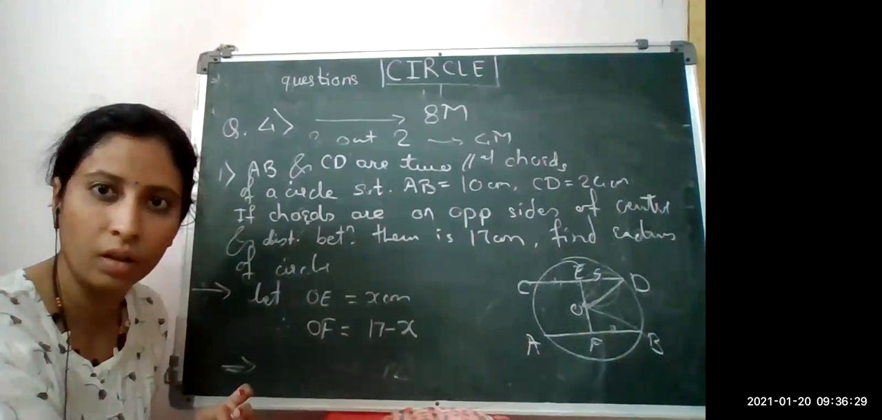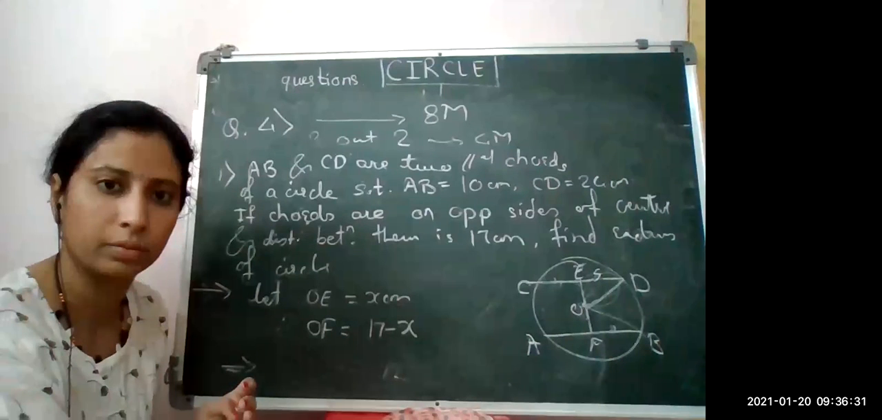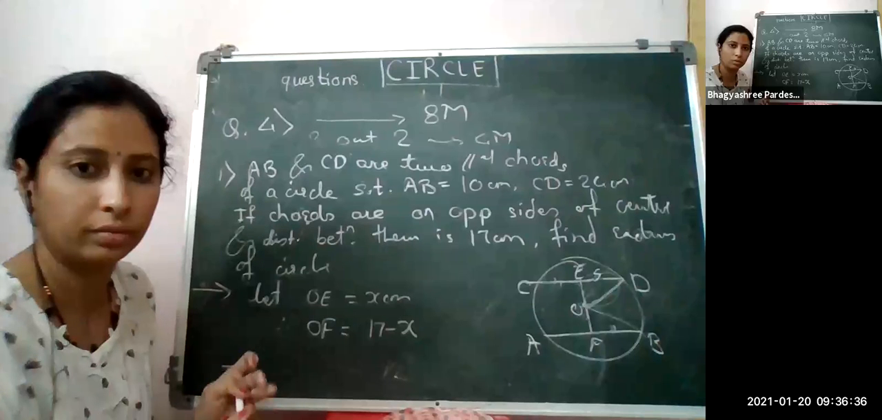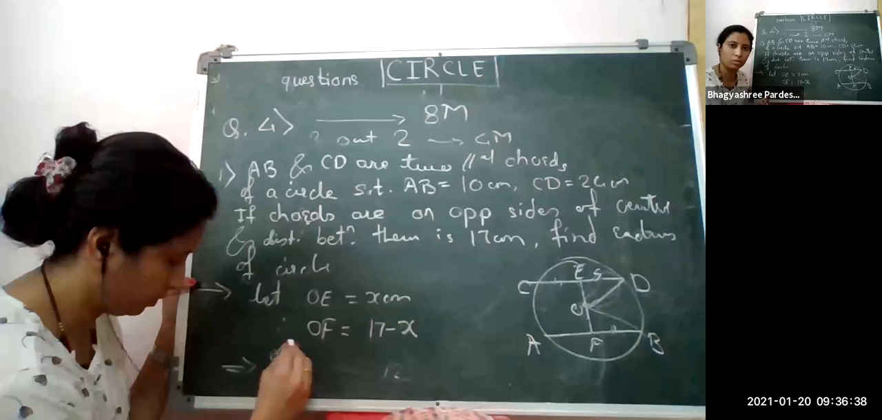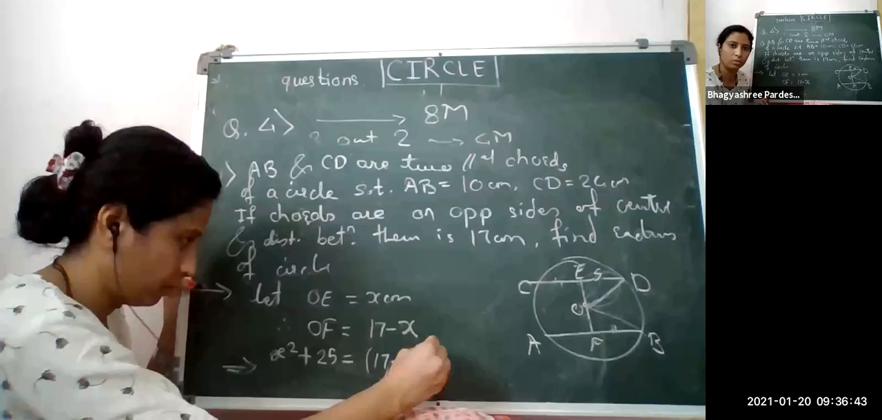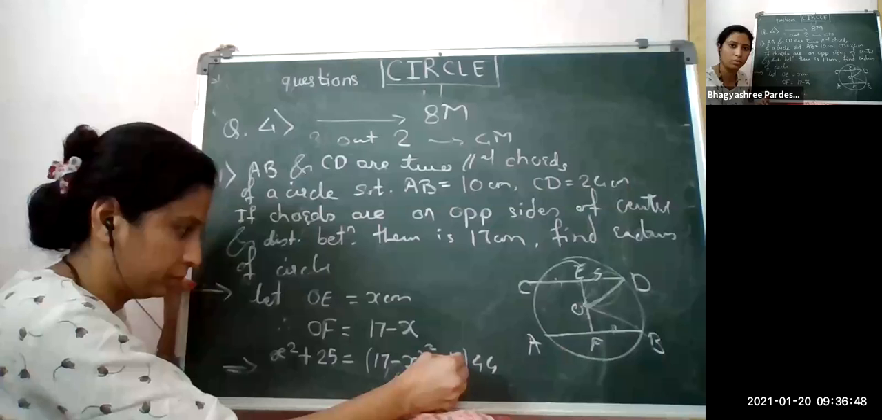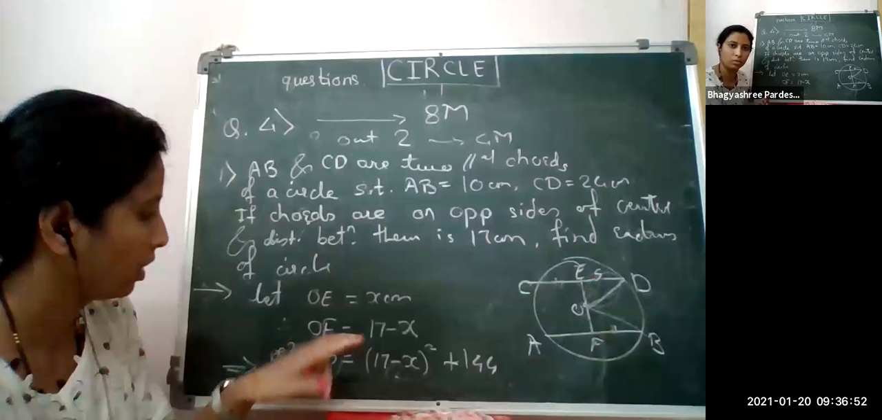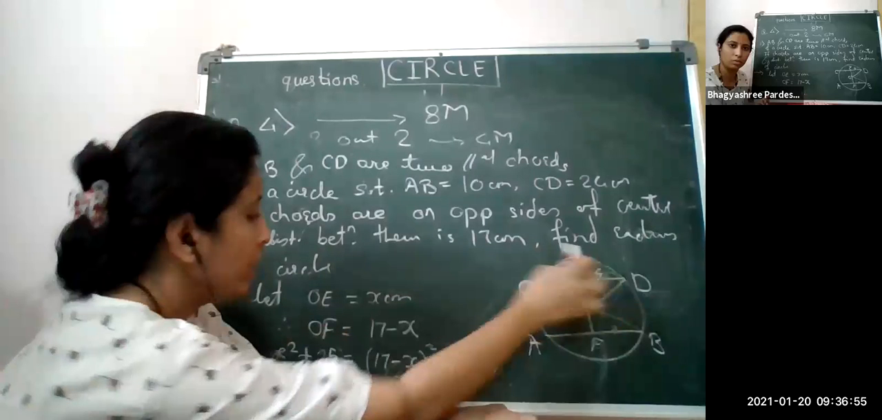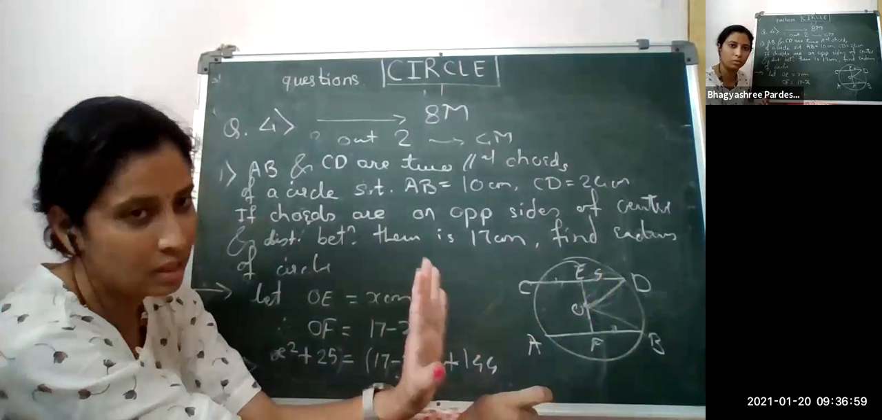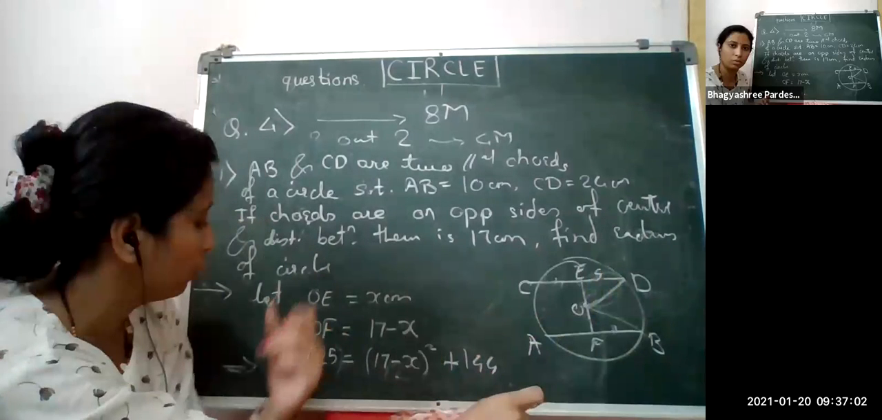After this, what will I get here? Something like this. When you solve with OE, with this triangle, you will get this equation: X square plus 25 for OD. For the other triangle, OB equals this. But we know very well that OD and OB are the radii of this circle, and since the radii are equal, these two are equal. Simply solve these two.